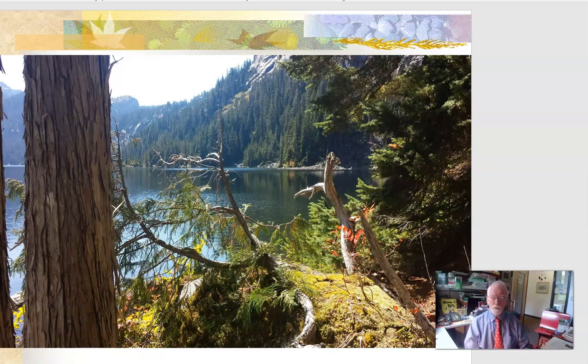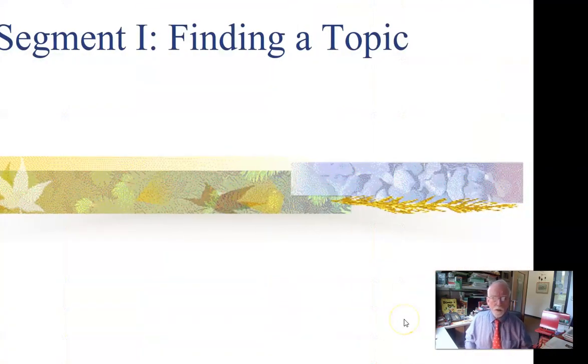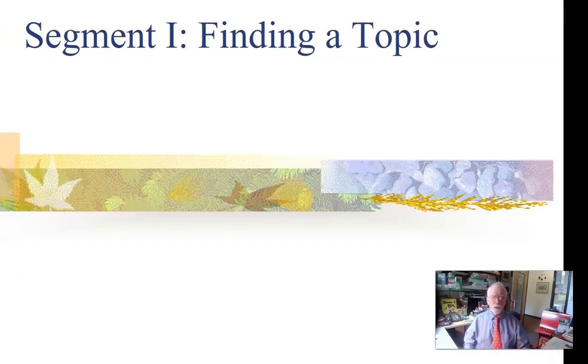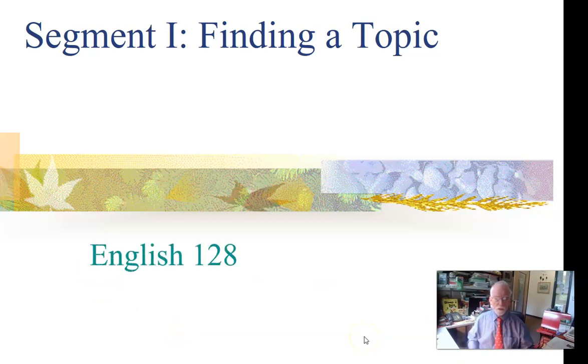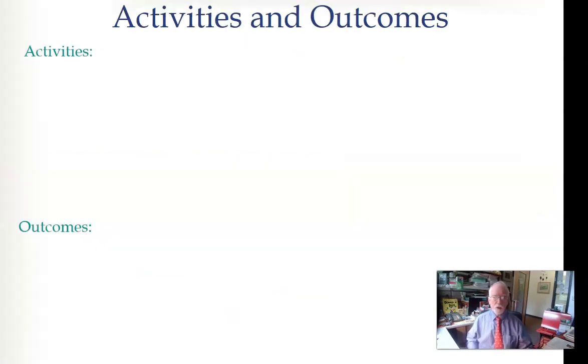This video will give an overview of what we'll be doing in the first major module for the course. The major module in this case is to find a topic for the paper. So our first segment is finding the topic that we will be using for our paper. And what we'll be doing in this case, in English 128, these are the objectives and the activities that we'll be doing in this first module.